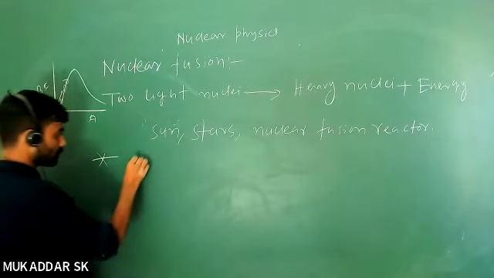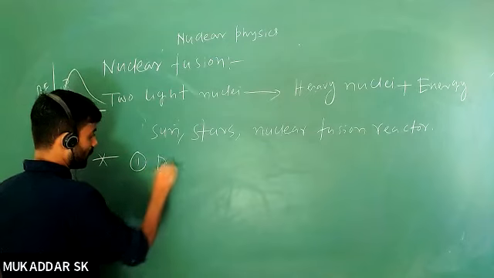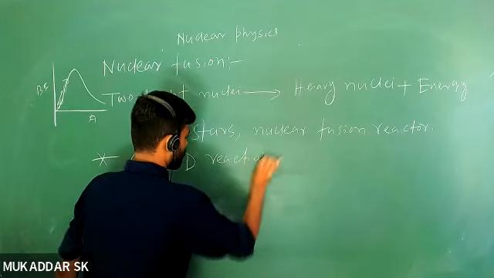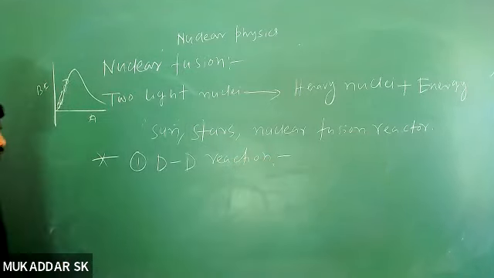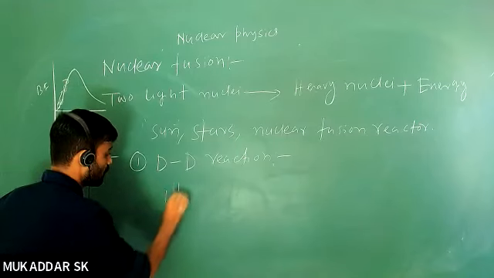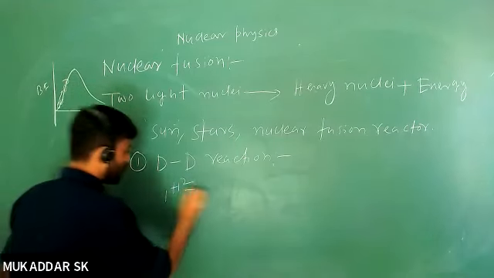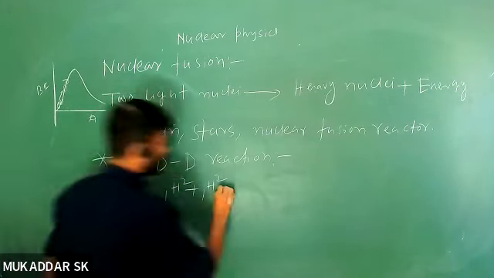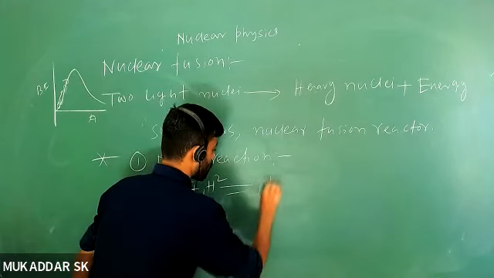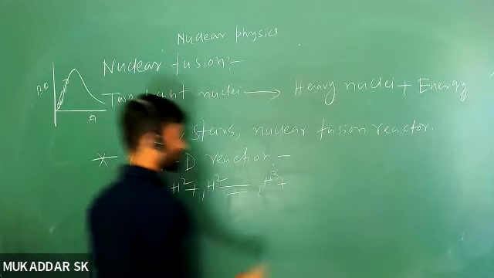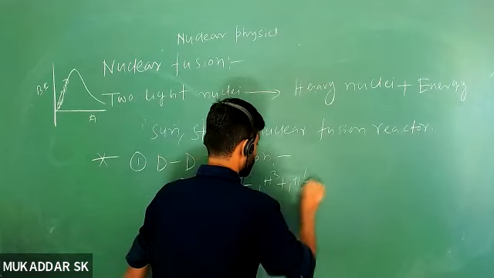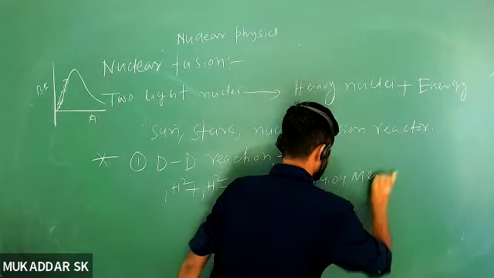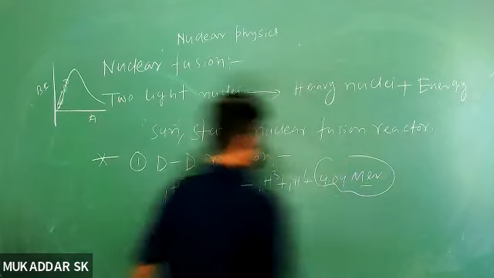One is the deuterium reaction. So what is actually happening? 1H2, this is your deuterium, combines with another deuterium, and it will produce 1H3 plus 1H1 plus 4.04 MeV. So the amount of energy released is 4.04 MeV.